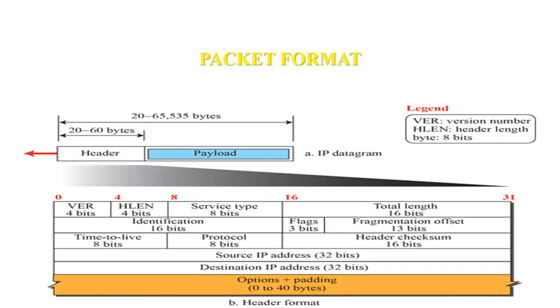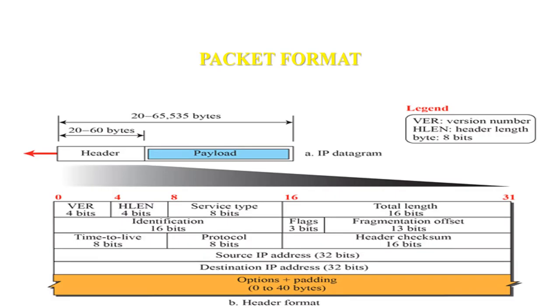This is the packet format of IPv4. The first layer gives you version, which is of 4 bits, header length, which is of 4 bits, service type, which is of 8 bits, and the remaining total length of the data, which is of 16 bits. The next layer gives the identification of the IPv4 packet, which is of 16 bits, followed by flags of 3 bits and fragmentation offset of 13 bits.